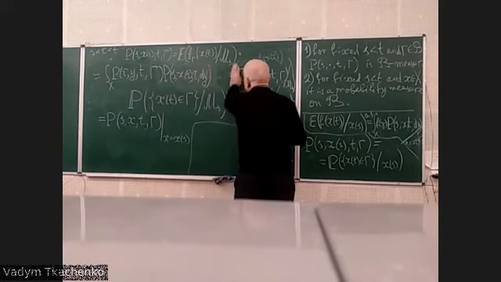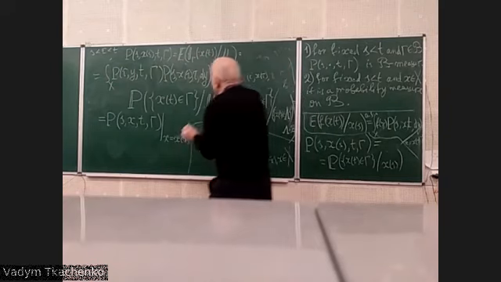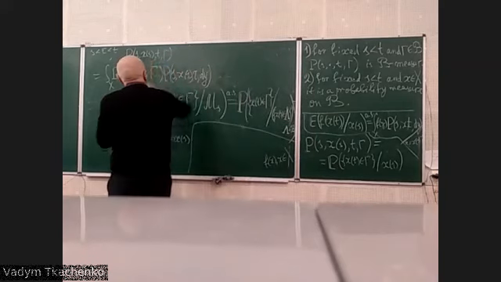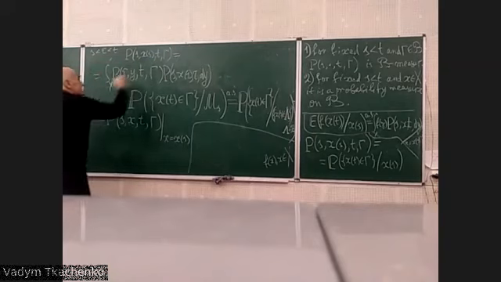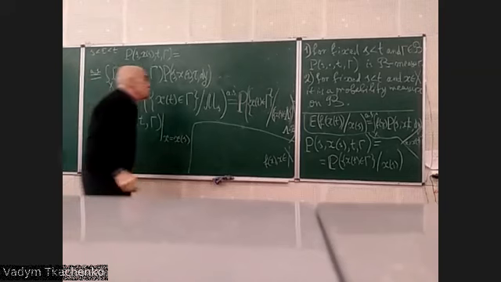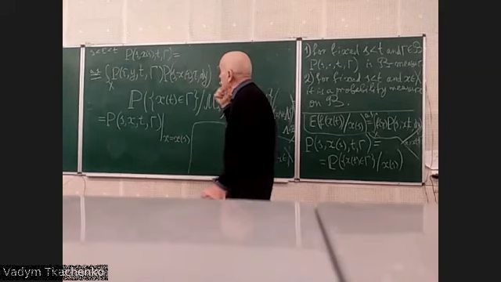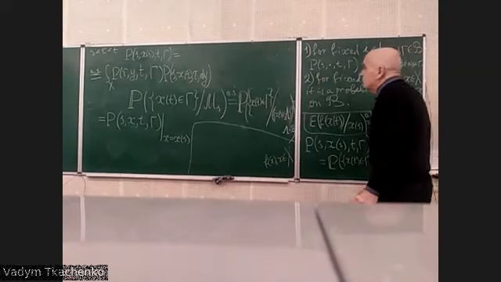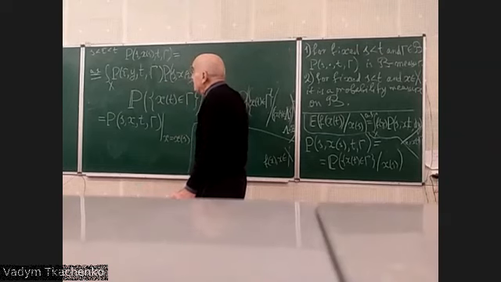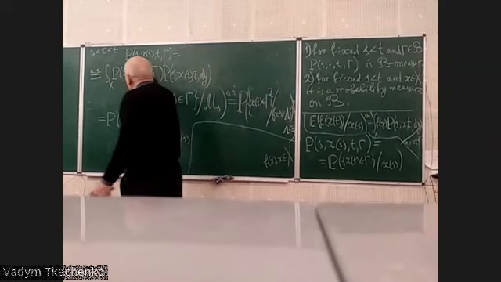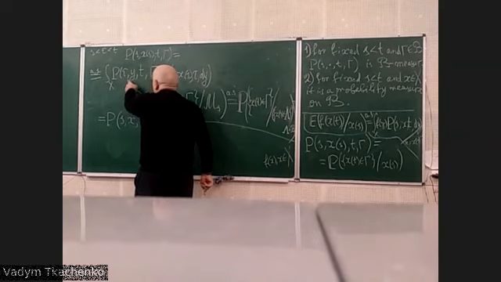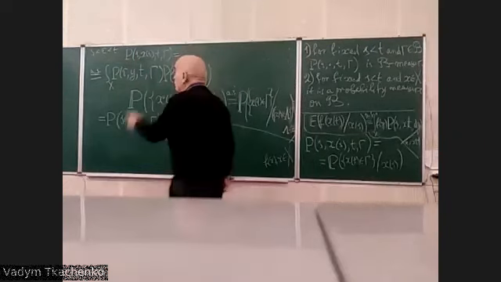So we have the following equality. This probability coincides almost surely with this one, according to the property of regular conditional probability. This is a probability measure with respect to this argument. So I can integrate some functions with respect to this measure, and this function is measurable as a function of the argument y, so it can be integrated.